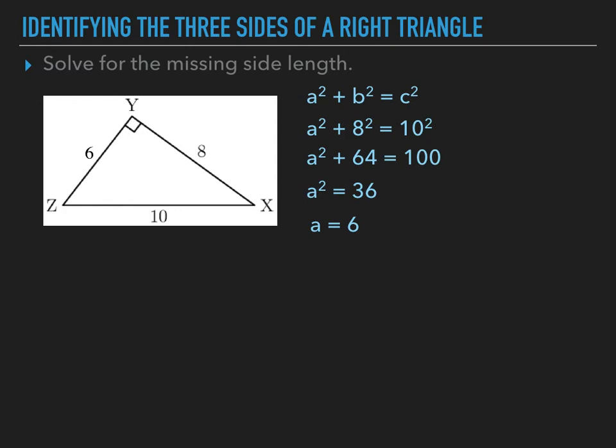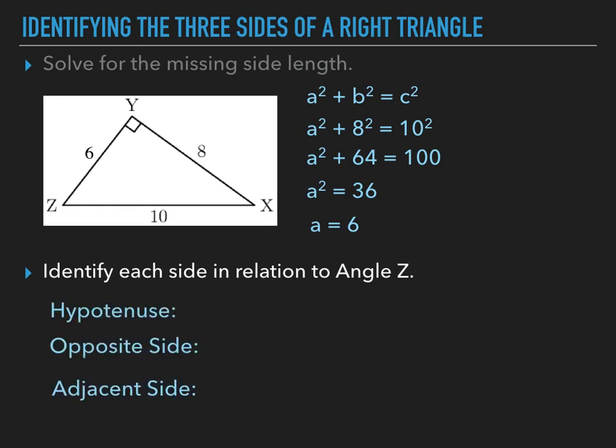So now what I want to do, now that I've identified all 3 sides, is let's identify each side in relation to angle Z. Now be aware, angle Z is one of the 2 acute angles. It's at the bottom left corner of this triangle, okay? I want to know what is the hypotenuse, the opposite side, and the adjacent side to angle Z. Okay, hypotenuse will be the obvious one. It's always across from the right angle. It's always the longest side.